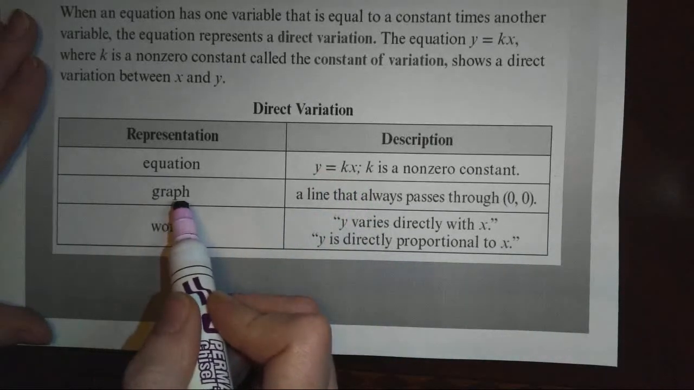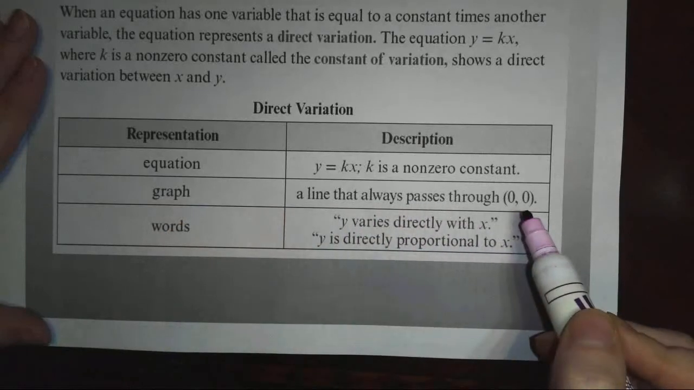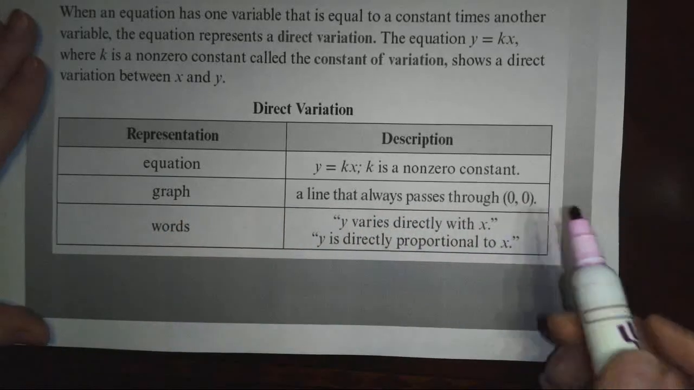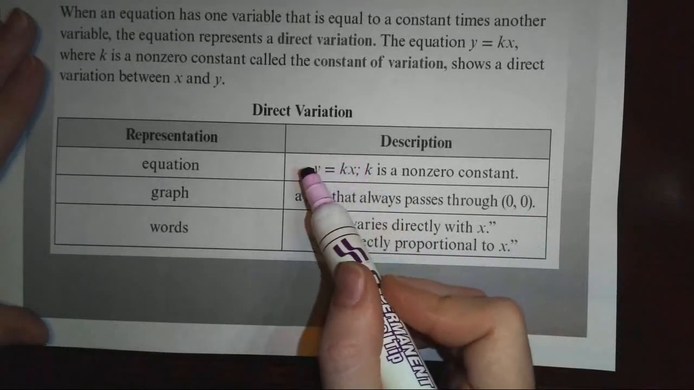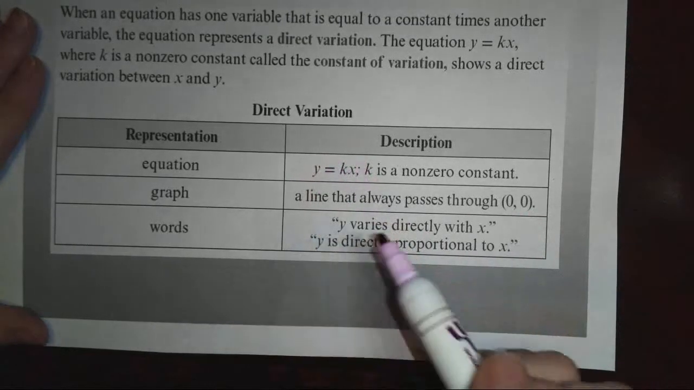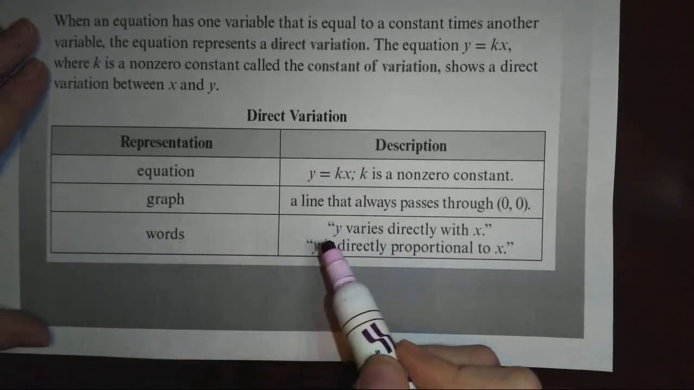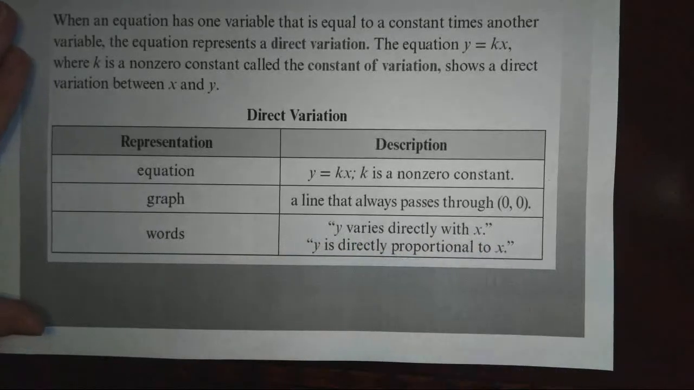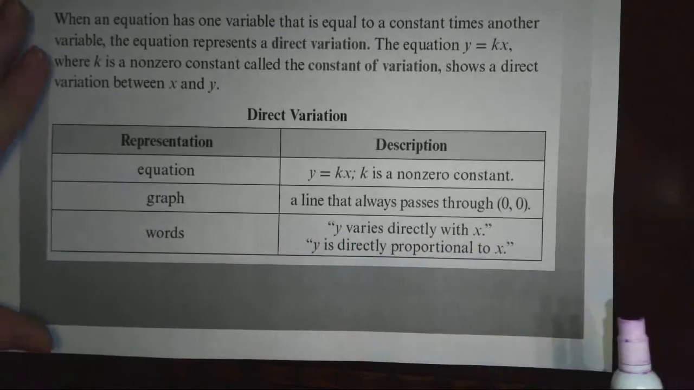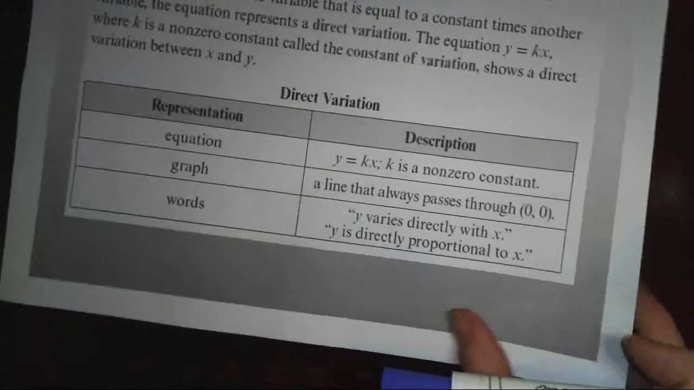When we have a graph and we want to know if it's a direct variation, we're looking for a line that always passes through 0, 0. Because if x is 0, then it doesn't matter what you multiply it by, your answer is still going to be 0, or your y is still going to be 0. Or we're looking for words like y varies directly with x, or y is directly proportional to x. So varies directly and directly proportional are clues that you have a direct variation.